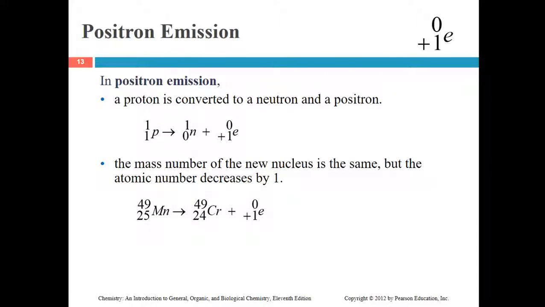Now, here's positron emission. Now, you remember how it was written. It was written as a 0 with a +1 charge. And in positron emission, it is as if a proton is converted to a neutron and this positron. So you'll notice that the mass number of the new nucleus is the same, but the atomic number decreases by 1.